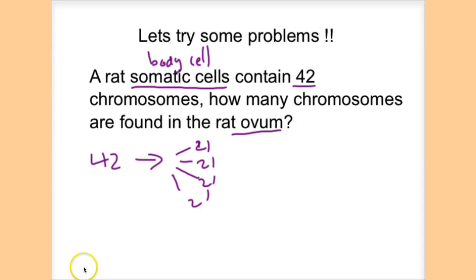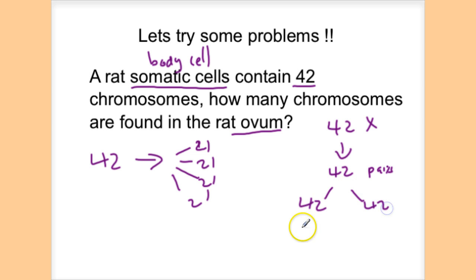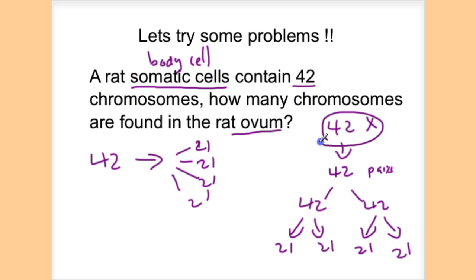And you might wonder, how do we have that number? Let's go back through the phases of meiosis. So we have 42, and then remember that they replicate. So we'll still have 42, but we'll have 42 pairs here. And when the 42 pairs divide back, we'll have 42 and 42 single, and then each one will divide, so we'll have 21, 21. This will have 21, and this will have 21. So again, if the rat somatic cells contain 42 chromosomes, the ovum or the egg cell, each one will contain 21 chromosomes.